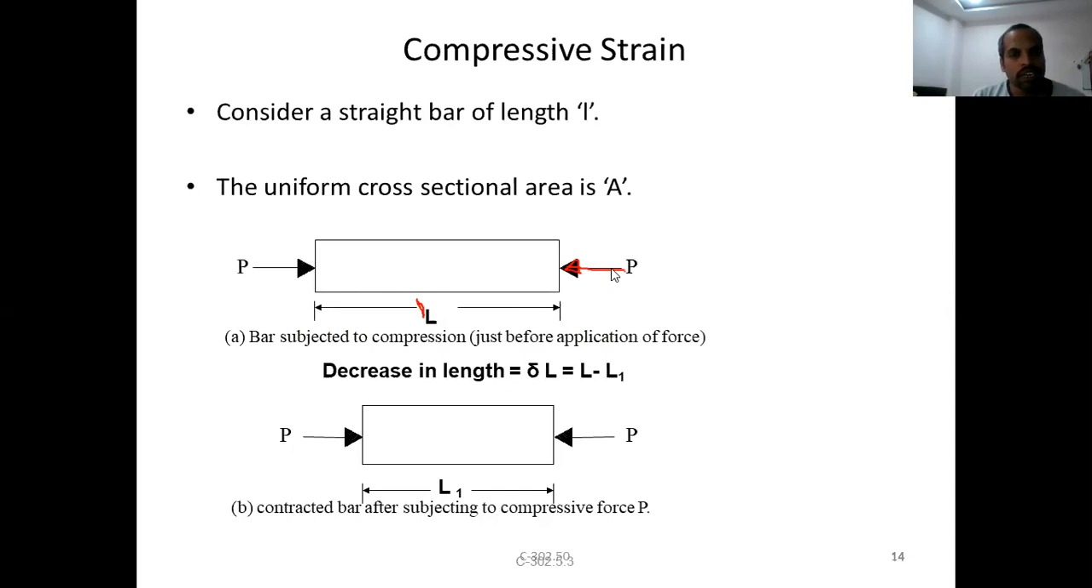In this case, what happened? Is the length decreased or increased? Yes, it is decreased. In tension, the length increased. In compression, the length decreased. So what is the decrease in length? Decrease in length, delta L, is equal to L minus L1, which means initial length minus final length.